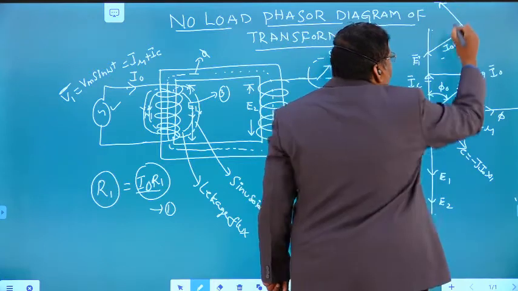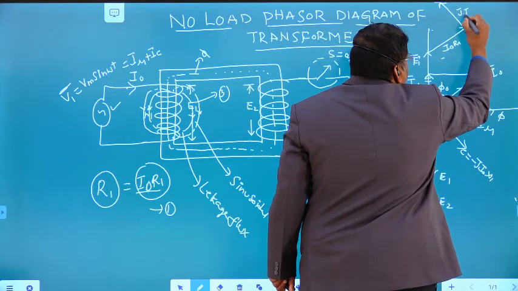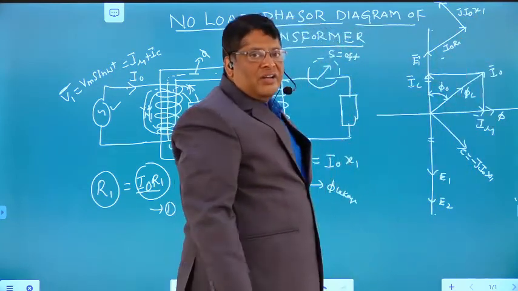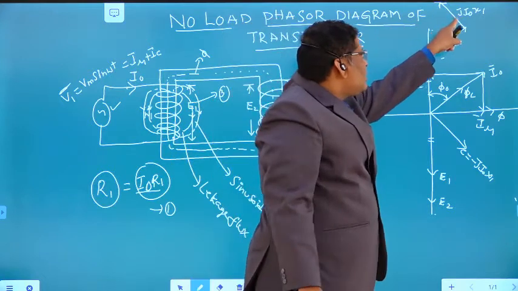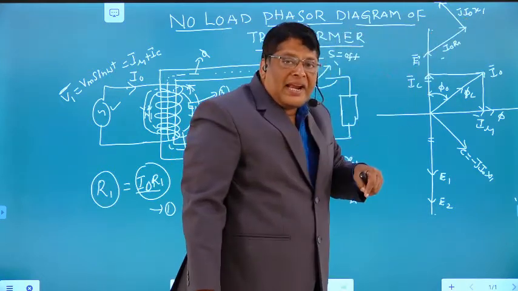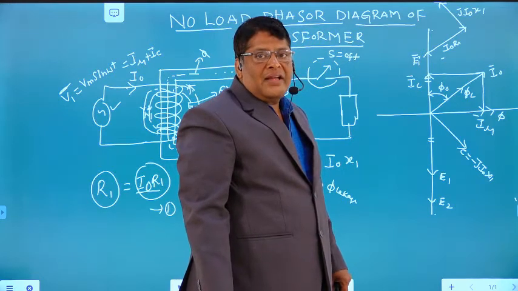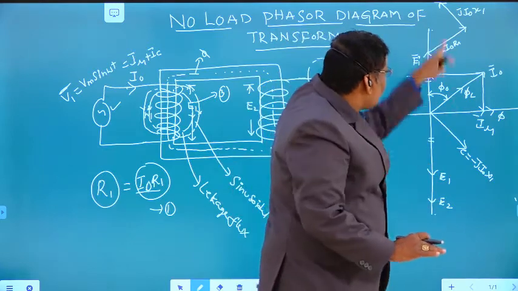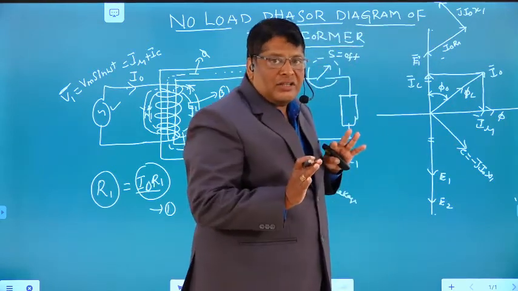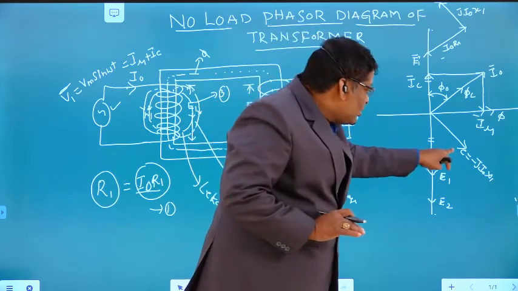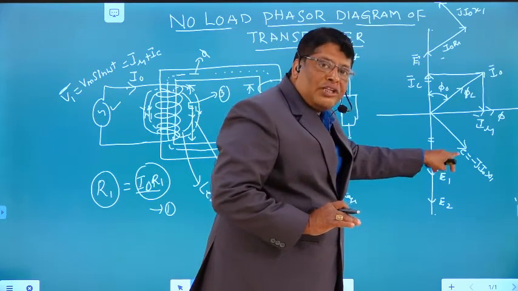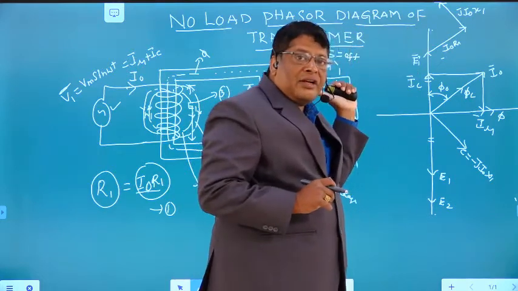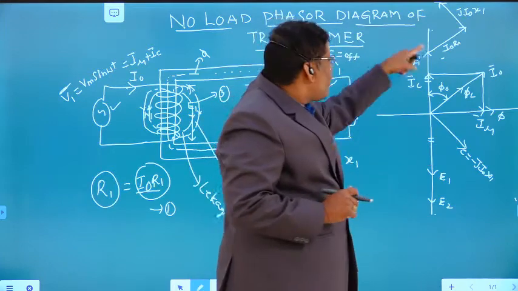This is the j I naught x1, nothing but a voltage drop in a leakage reactance. See here, there is a lot of difference between these two quantities. Both are parallel and opposite, same magnitude. One is the induced voltage in a primary winding due to the leakage flux. This is the voltage drop in a primary winding due to the induced voltage. That's why we have taken opposite.